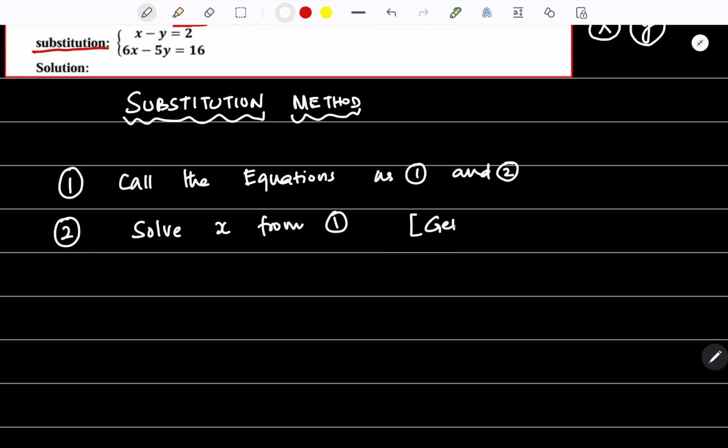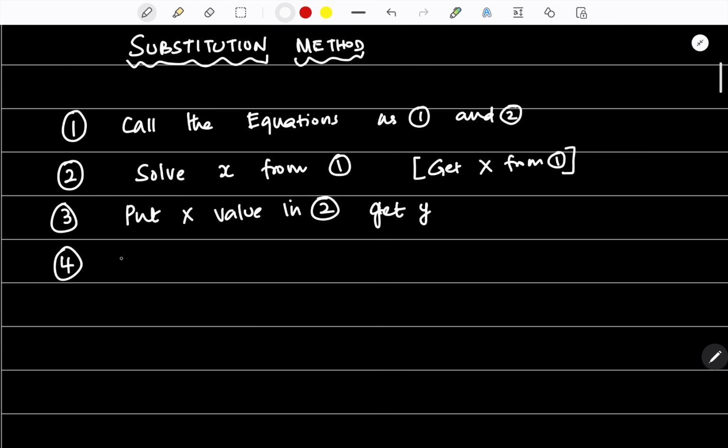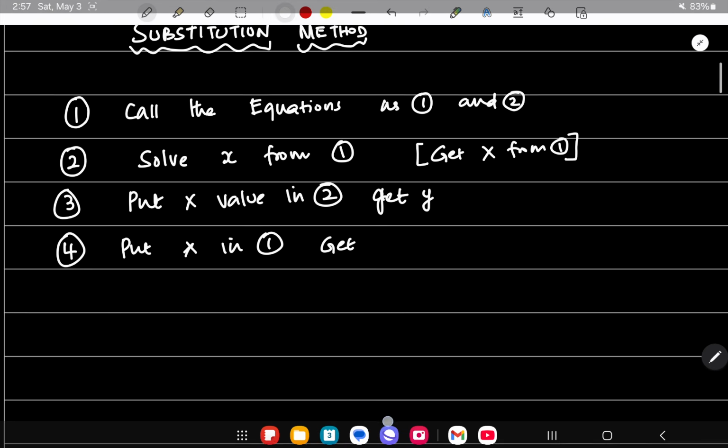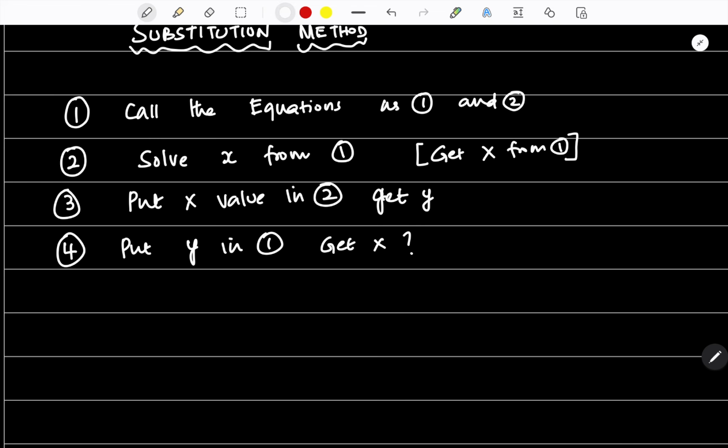It means get x from equation 1. Get x from what? Equation number 1. Then put x value in equation 2. Put x value in what? Equation 2. Get y. Okay, right. After that, put y in equation 1 and get x, right?